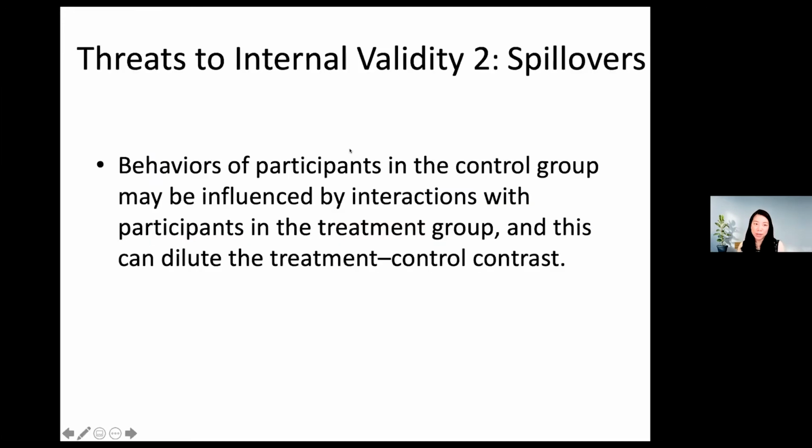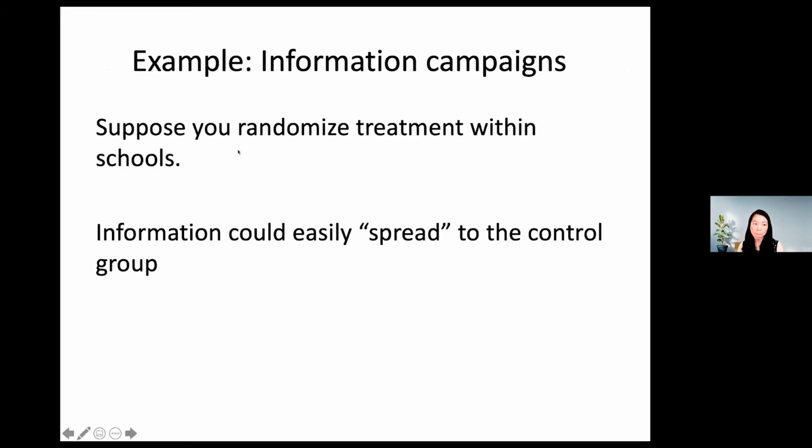The second threat to internal validity is spillovers. So what does this mean? Spillovers usually means the behavior in the control group may be influenced by your experiment, basically. And so this could dilute the impact you measure. So for example, either an information campaign or, back to our example, eyeglasses.